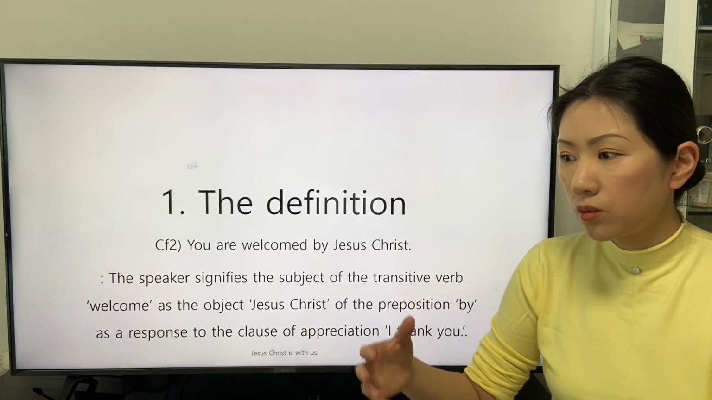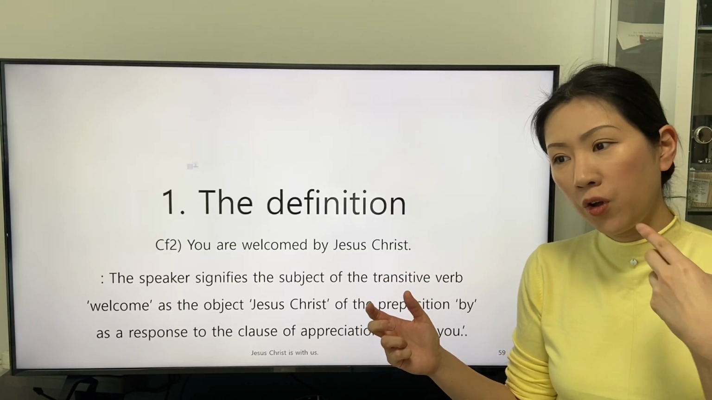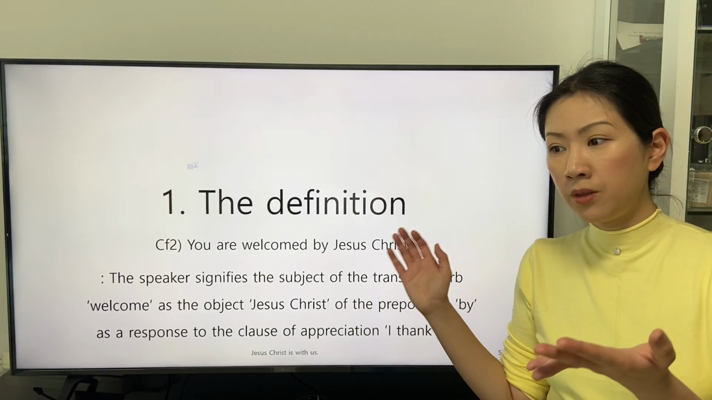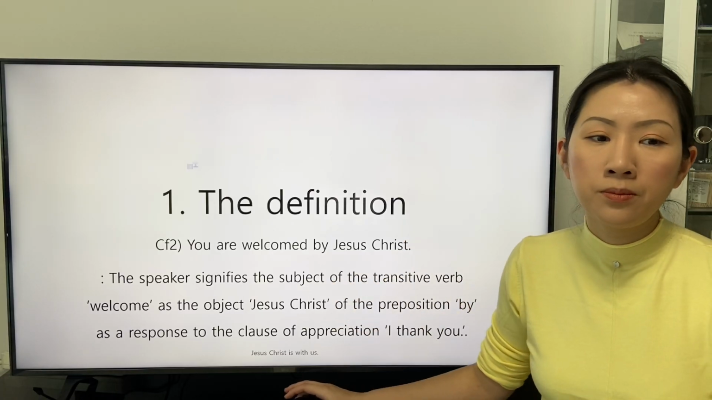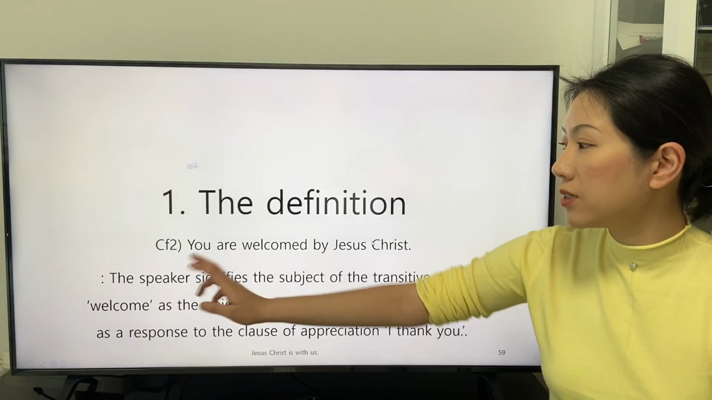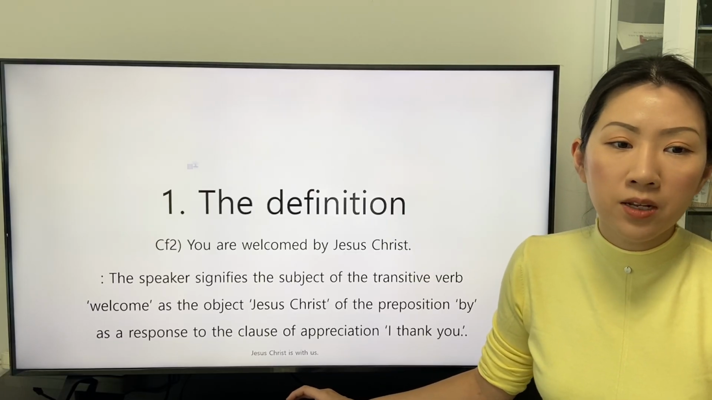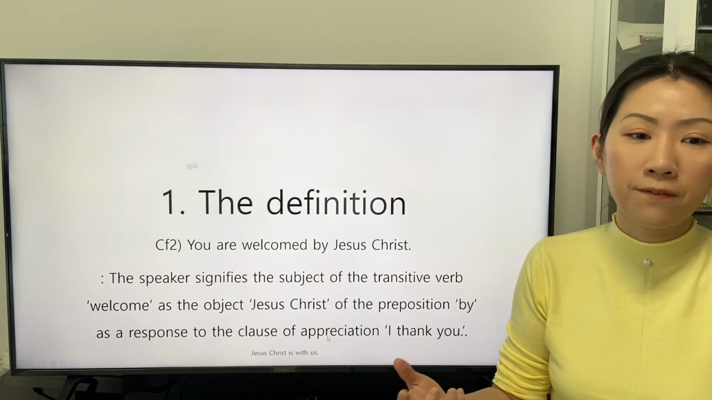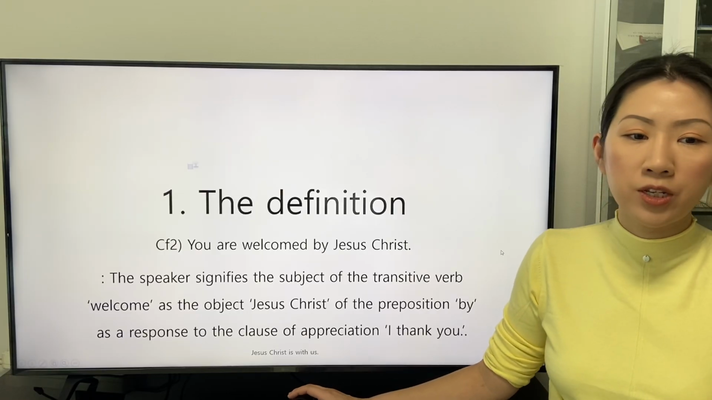So we can find the origin of the response in the love of Jesus Christ, who always welcomes us. The speaker signifies the conference is this: you're welcomed by Jesus Christ. The speaker signifies the subject of the transitive verb welcome as the object, Jesus Christ, of the preposition by, as a response to the clause of appreciation. I thank you.